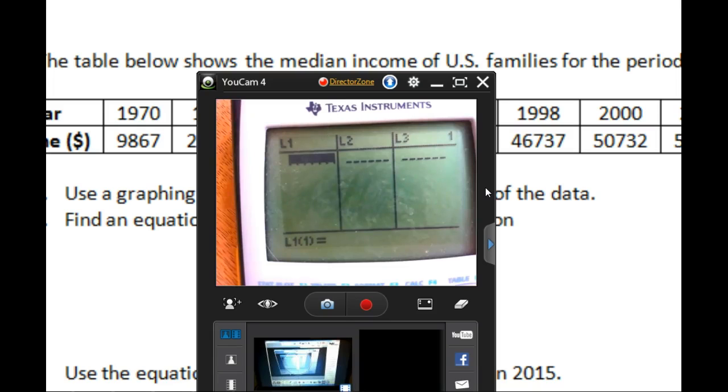Should help with the glare on mine and you see yours. What? Yours is what? Are you in a list? Yeah. Okay, go all the way to the top, highlight the L1 or L2 and hit clear and enter.